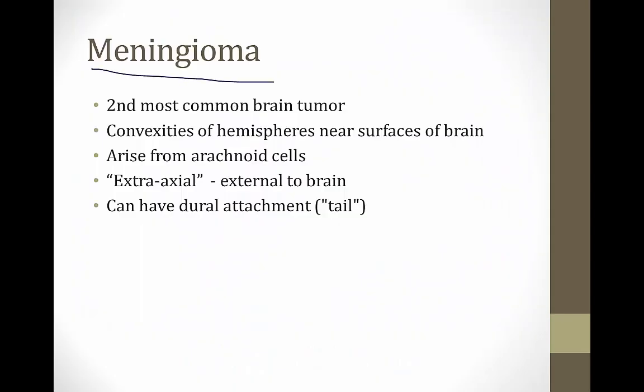Next, we'll talk about meningiomas. These are the second most common brain tumor in adults, and they occur on the convexities of the hemispheres, right near the surfaces of the brain.